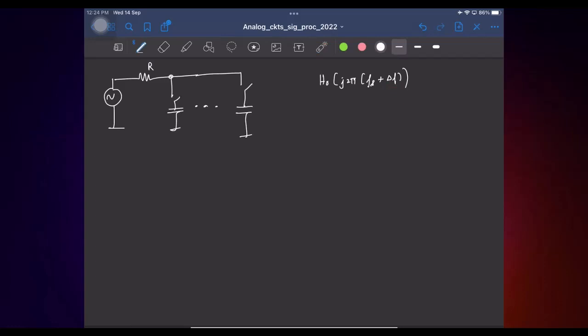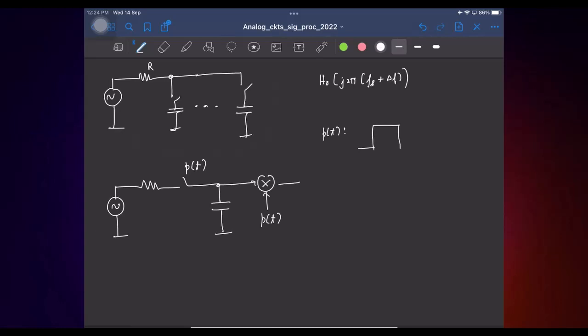Right. And as usual, I will not analyze this N-path structure. We know that this is an N-path implementation of our bandpass filter, which looks like this. So let us say this is p(t) and p(t), fine. And if I sketch p(t), it will look like this. So let's say this is 0 and this is Ts. What is this time instant? It's an N-path, so Ts by N in general.